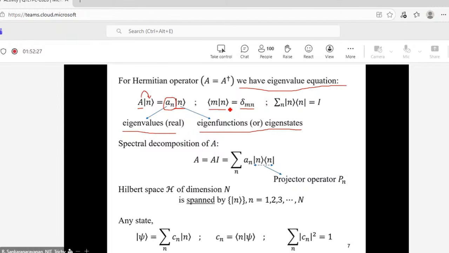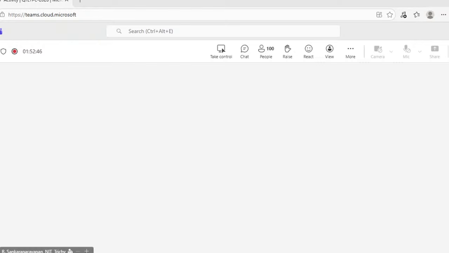If m is equal to n, we get 1 as per the normalization. If m is not equal to n, this result will be 0. So such states are called orthonormal states. So this is nothing but the orthonormal condition. What we just wrote is an orthonormal condition of the eigenstates of a Hermitian operator. By the way, you can have many states, many eigenstates and many eigenvalues for a given operator.